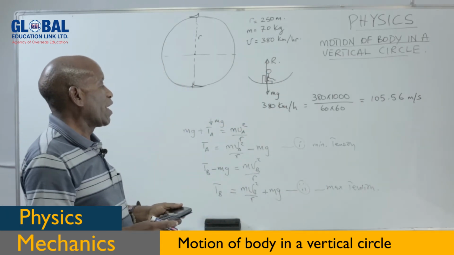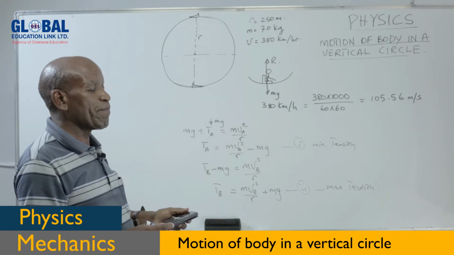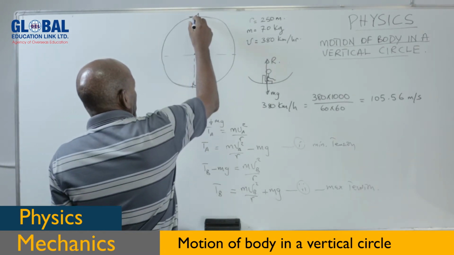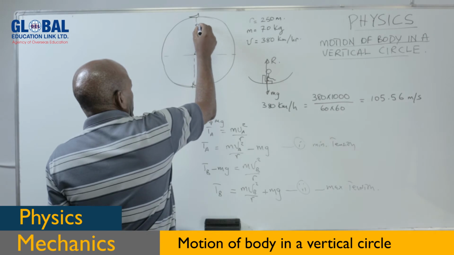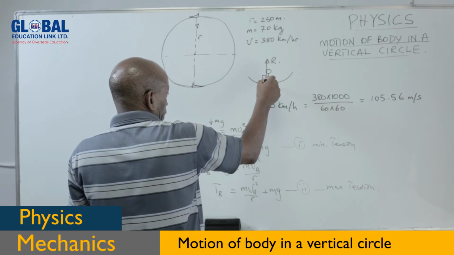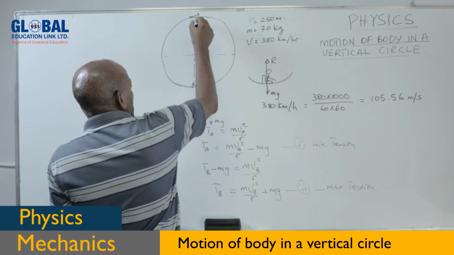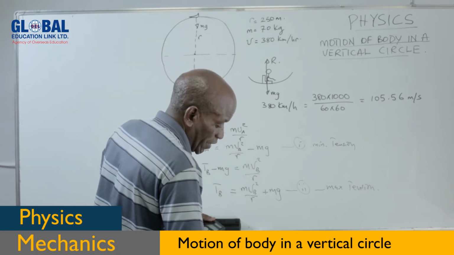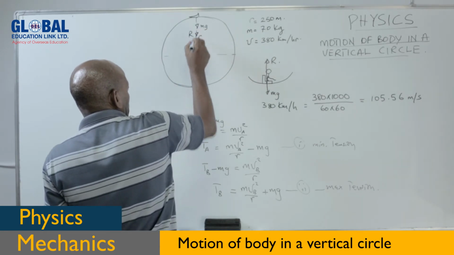And then we are asked to determine the force exerted by a seat on a pilot at the top and at the bottom. So let us start at the top. At the top, we all know that the weight of this particular pilot, mg, is acting downward, and the reaction force, remember, it's looping a loop, so it'll be like his head is pointing downward. So the reaction force will also be pointing in the same direction.